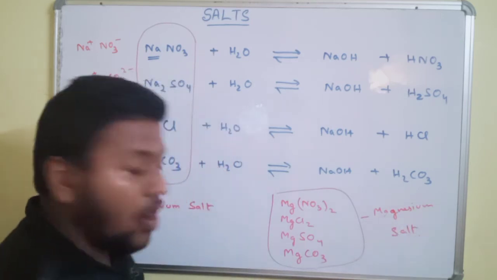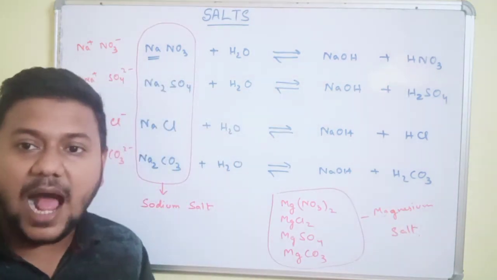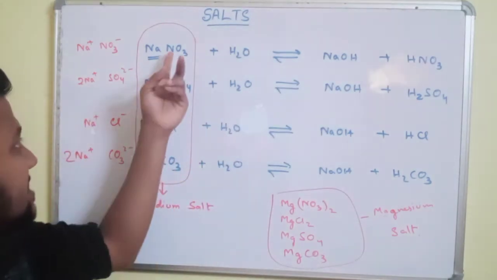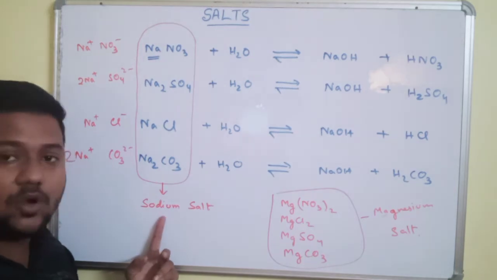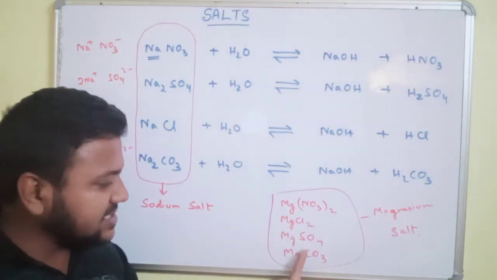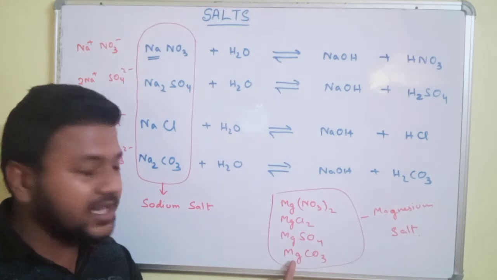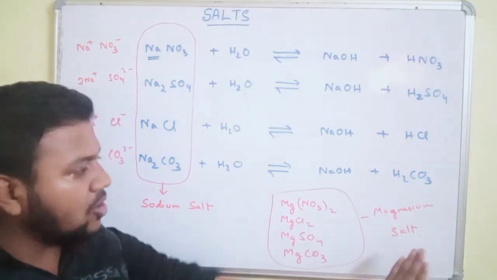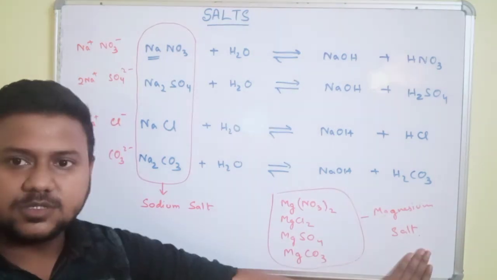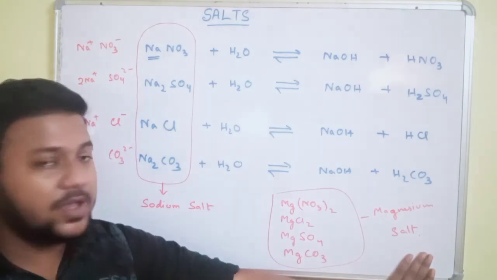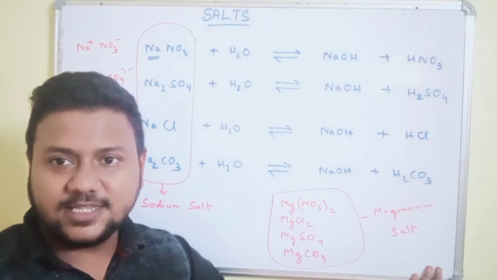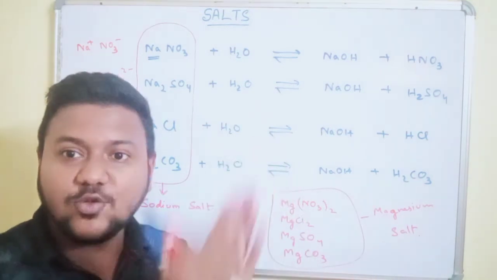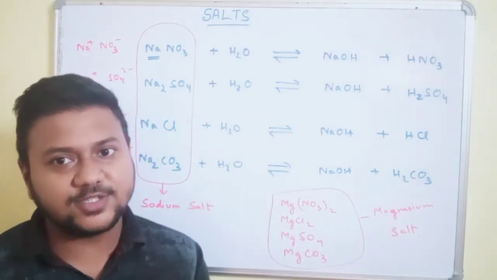Okay, now the salts that have a particular ion in common. Over here we can see these salts have the sodium ion in common, so they are called sodium salts. Over here we can see all the salts have the magnesium ion in common, so they are called magnesium salts. Clear? Now the salts that are prepared from hydrochloric acid are all chlorides. They have the chloride ion in common, so they are called chloride salts.